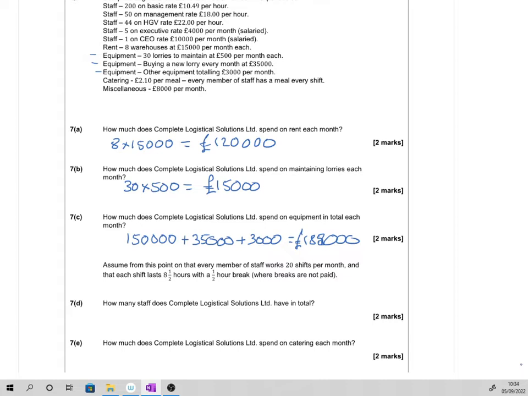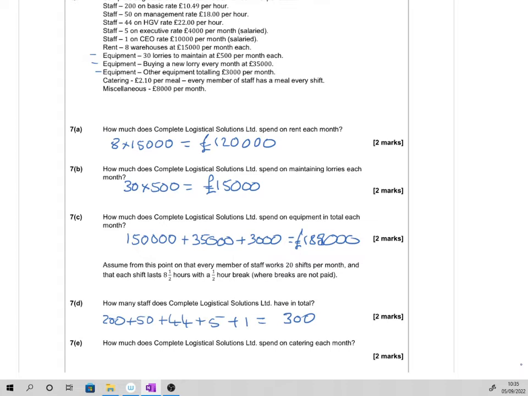How many staff does Complete have in total? Alright, so we just got to add up all these. So we've got 200 plus 50 plus 44 plus 5 plus 1. CEO gets 10 grand a month. Nice work if you can get it. 200 plus 50 plus 44 plus 5 plus 1. 300 staff. I like that. A nice round number.